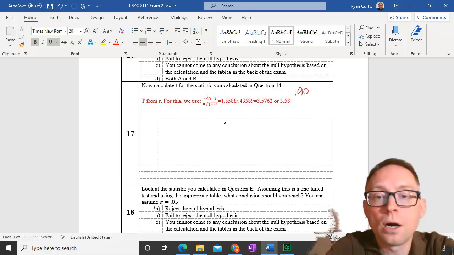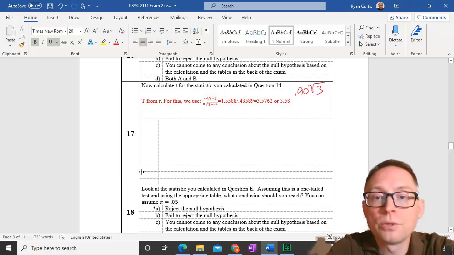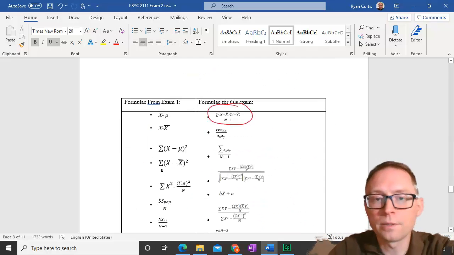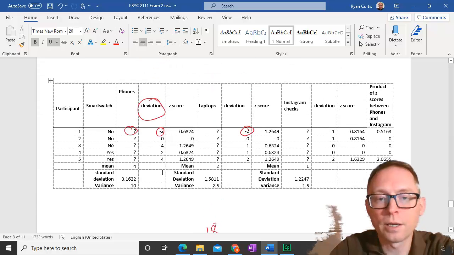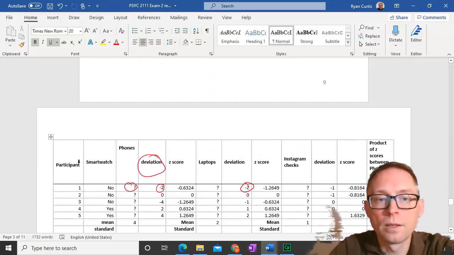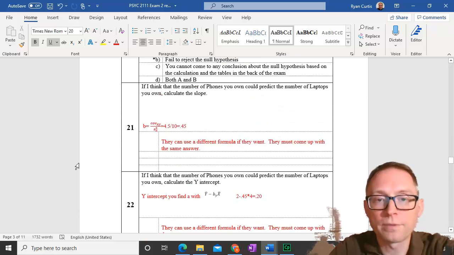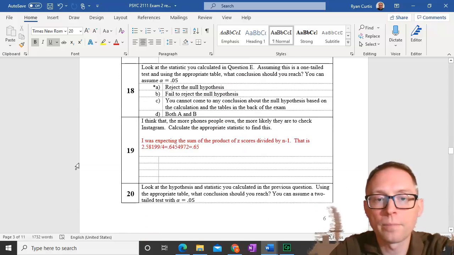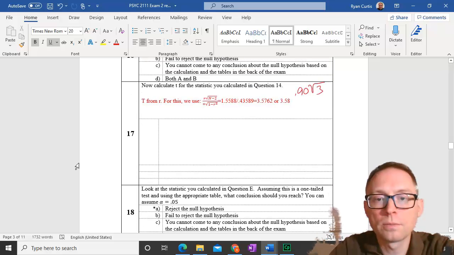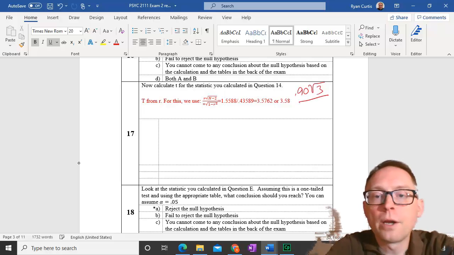All right, n minus 2, n is 5. So n minus 2 is 3. Okay, how do I know that n is 5? Well, remember, let's look at the data. I have 1, 2, 3, 4, 5 participants, n is 5. So I need 0.90 times the square root of 3 divided by the square root of 1 minus r squared.